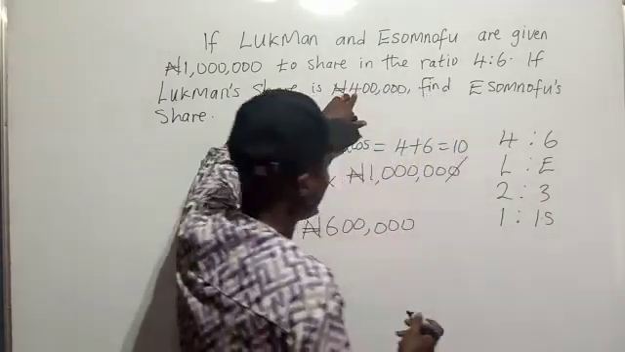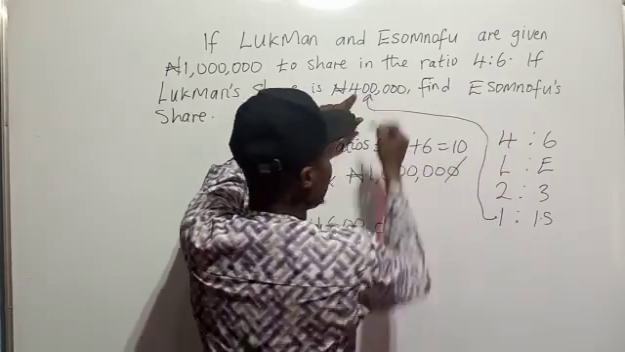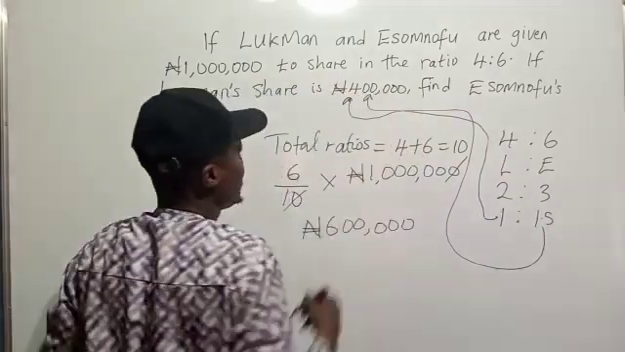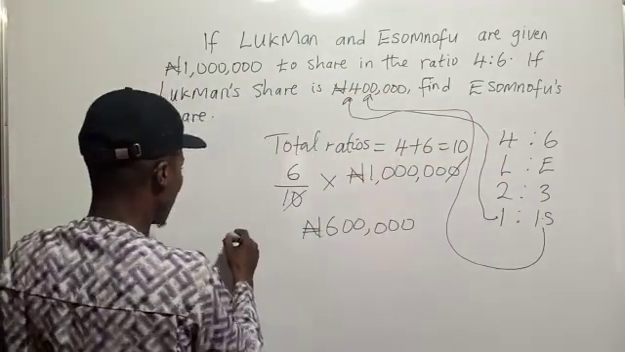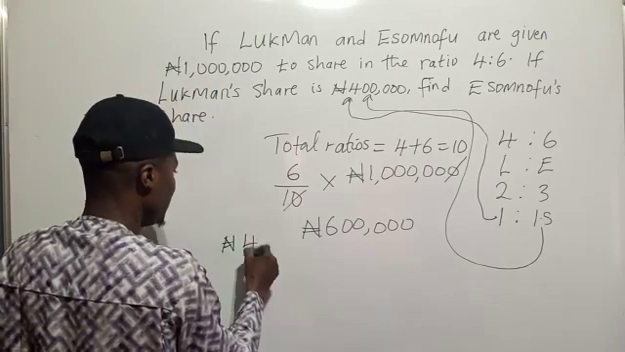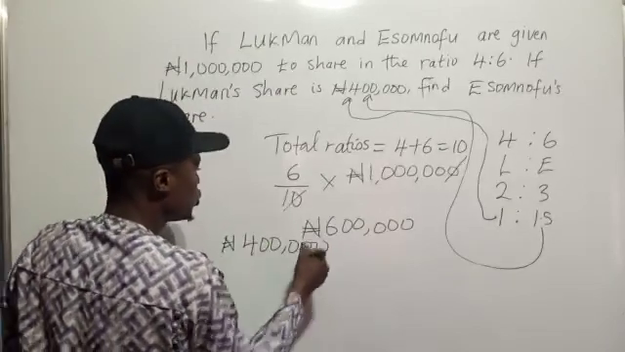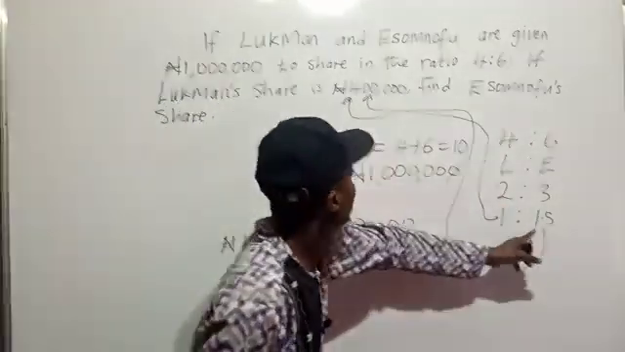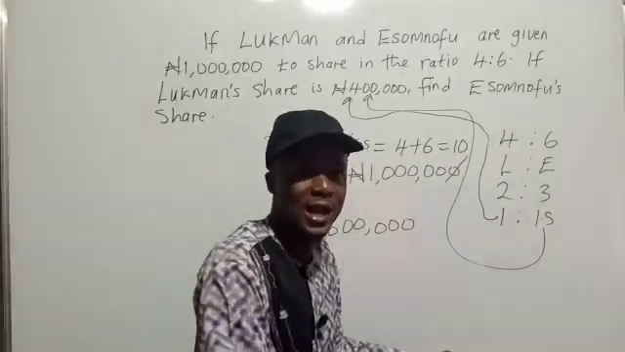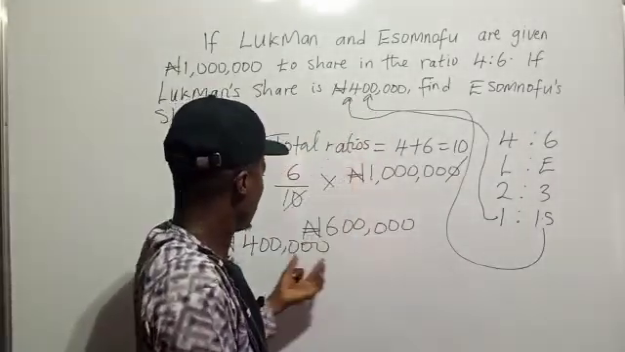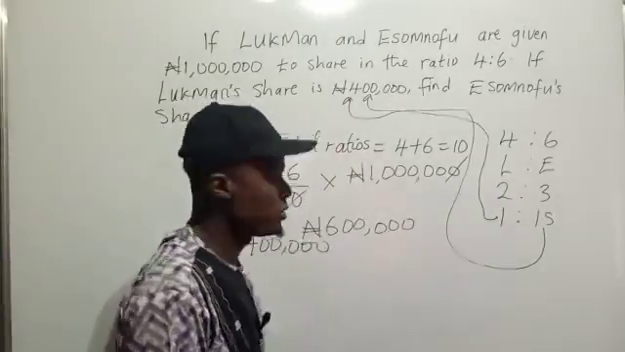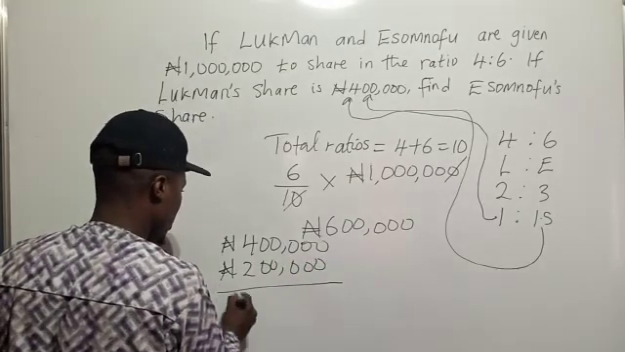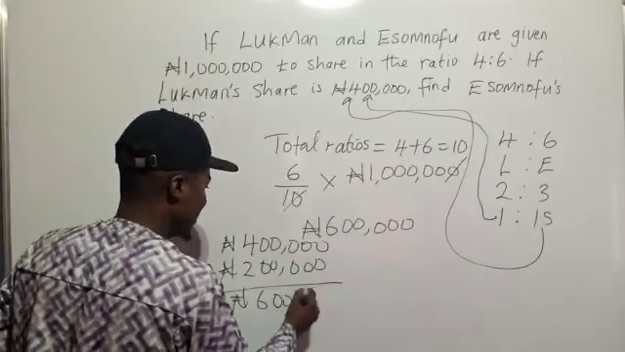Now, Lukman received 400,000. This 1 is equivalent to 400,000. Therefore, Esomnof will receive the same 1.5 multiplied by the same 400,000. So let's multiply 400,000 times 1.5. Don't waste your time multiplying 1.5 by 400,000. There is a way of doing it. 1 means getting 400,000. 0.5 is half. So add half of 400,000 to 400,000. Half of 400,000 is 200,000. So you just add 200,000 to 400,000. This will automatically yield 600,000 naira.